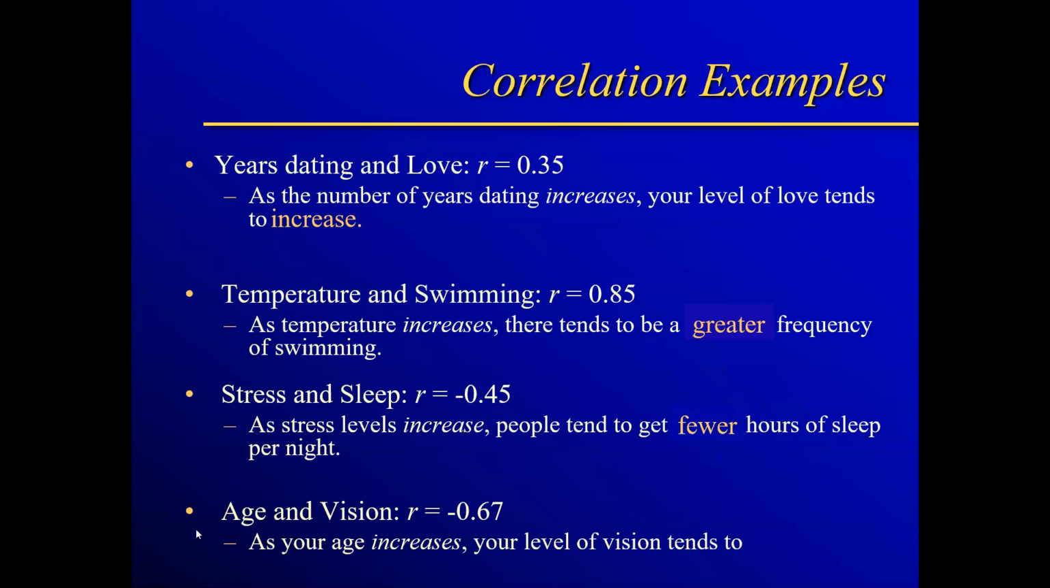Let's do one last one. We have another negative correlation because the number is negative. As your age increases, your level of vision tends to decrease. Perfect. Sounds like people have a good handle on interpreting a correlation, whether it's positive or negative.